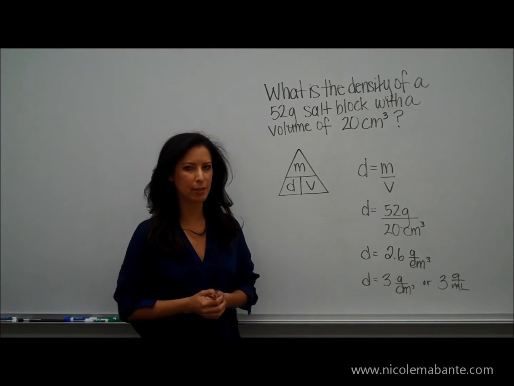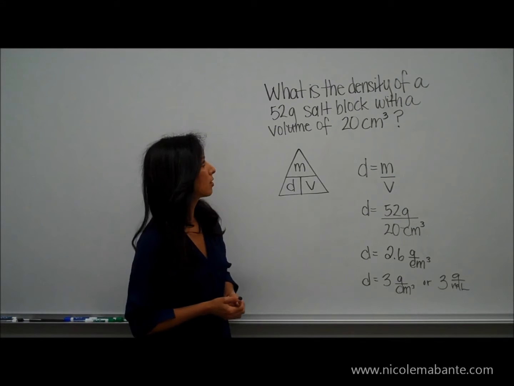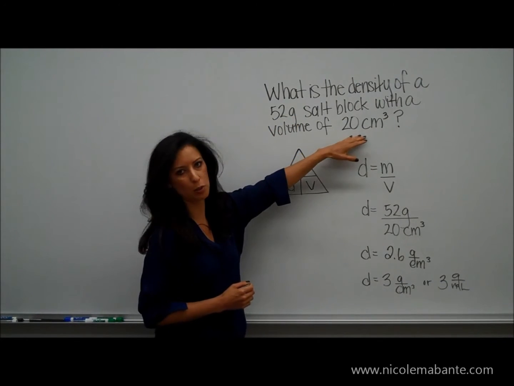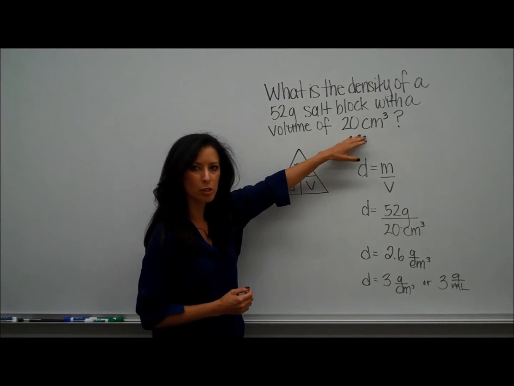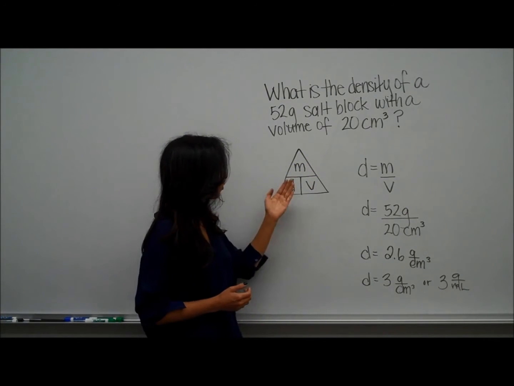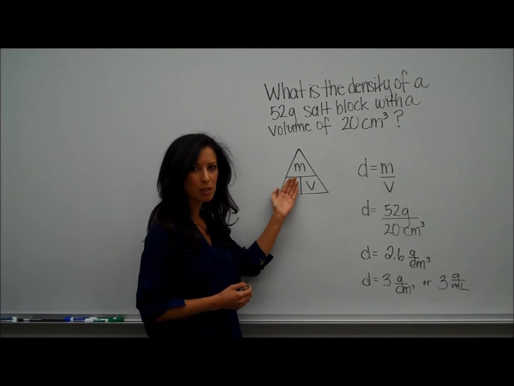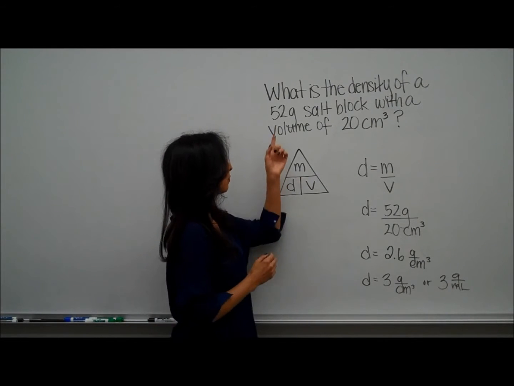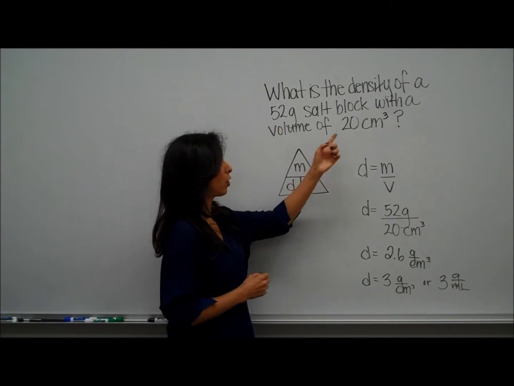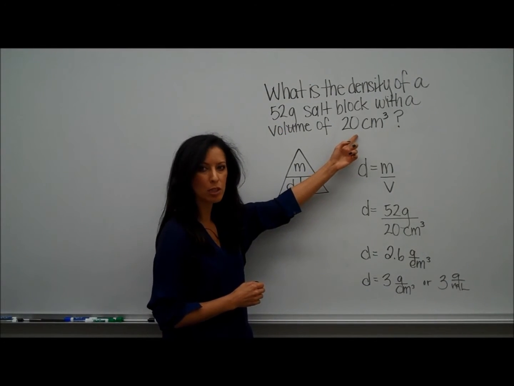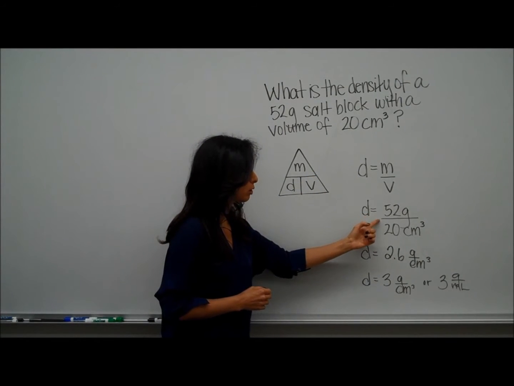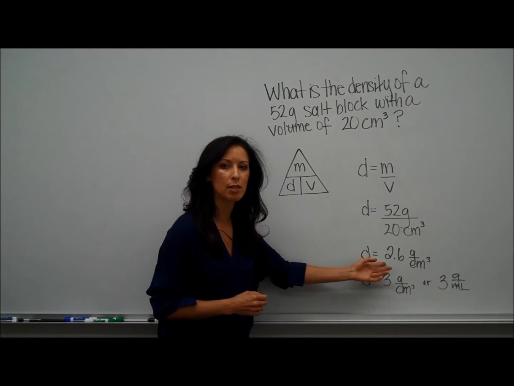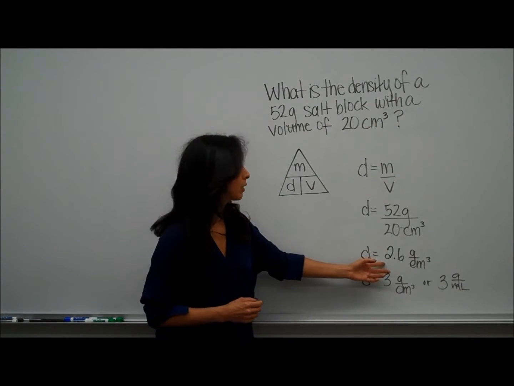Let's practice a basic density problem. What is the density of a 52-gram salt block with a volume of 20 centimeters cubed? If we cover up the D in the density triangle, we're going to take mass divided by volume. The mass is 52 grams. The volume is 20 centimeters cubed. When 52 is divided by 20 centimeters cubed, the result is 2.6 grams per centimeter cubed.